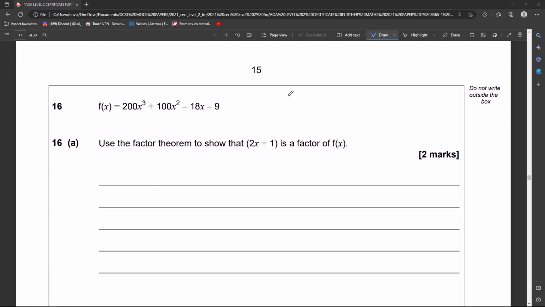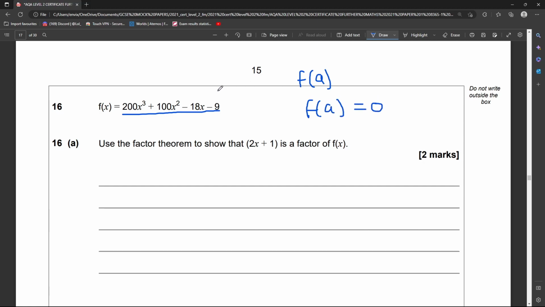But basically, all you need to know for this part of factor theorem is that when you sub in a value, let's say a factor of this equation, then, for example, if we sub in f of a, then factor theorem logic states that f of a should equal 0. And that means that if we sub in a value to this equation it should equal 0. And if it equals 0, then we know that it's a factor.